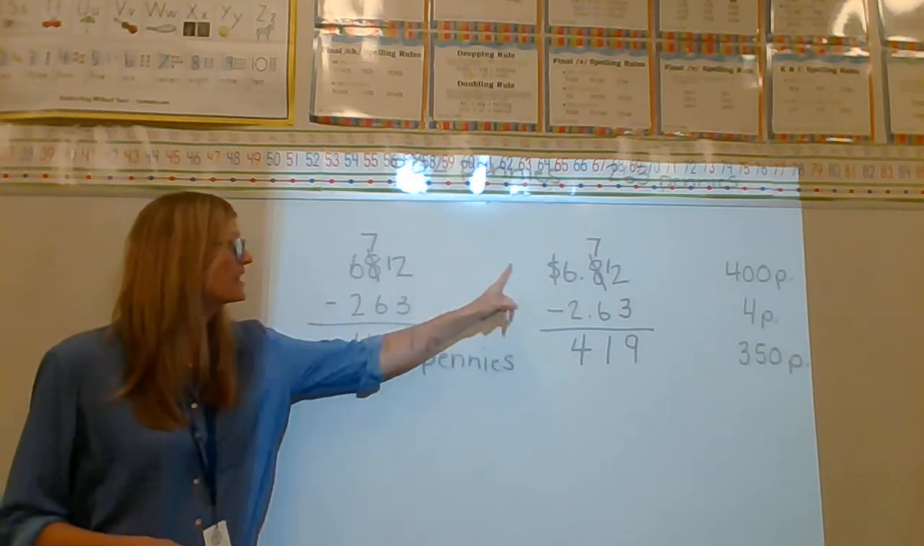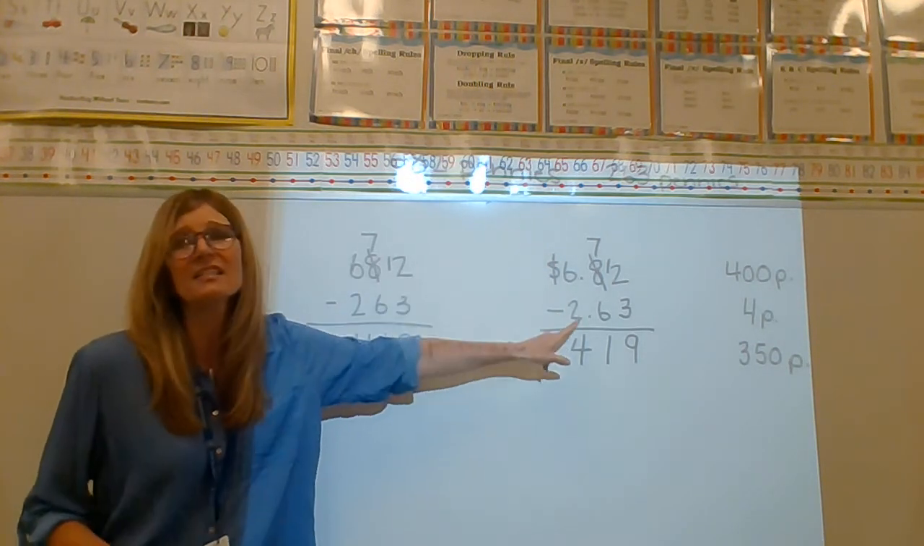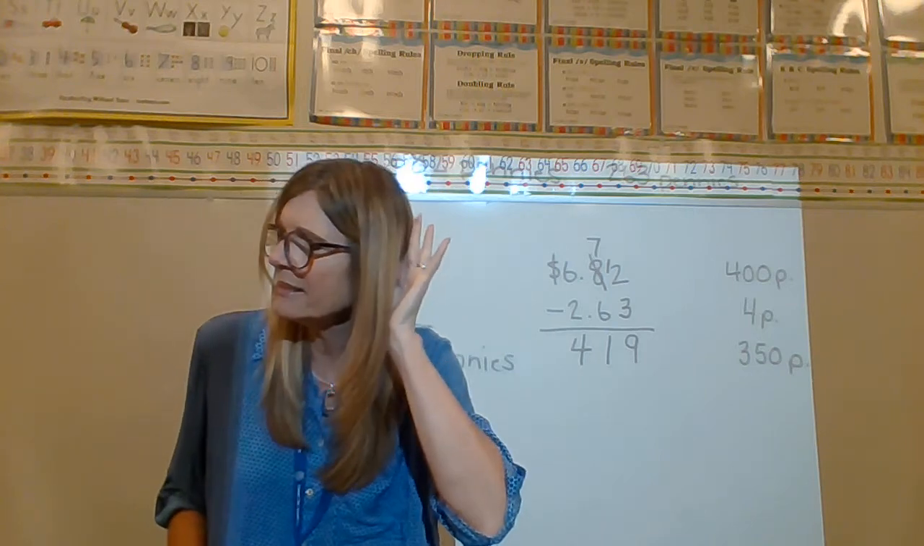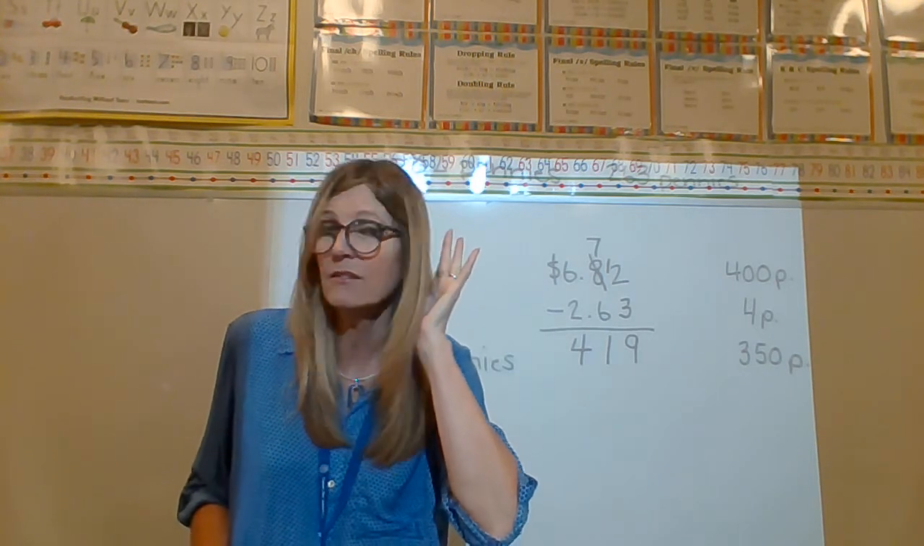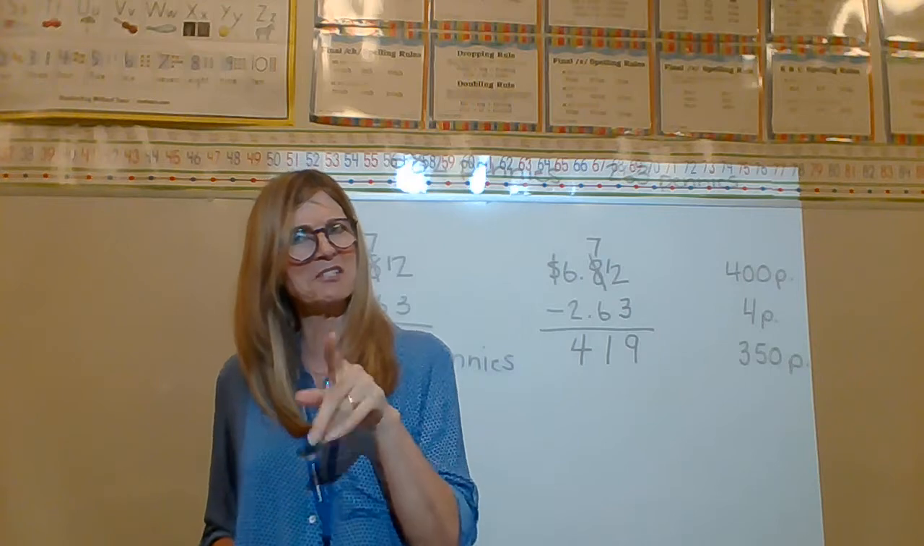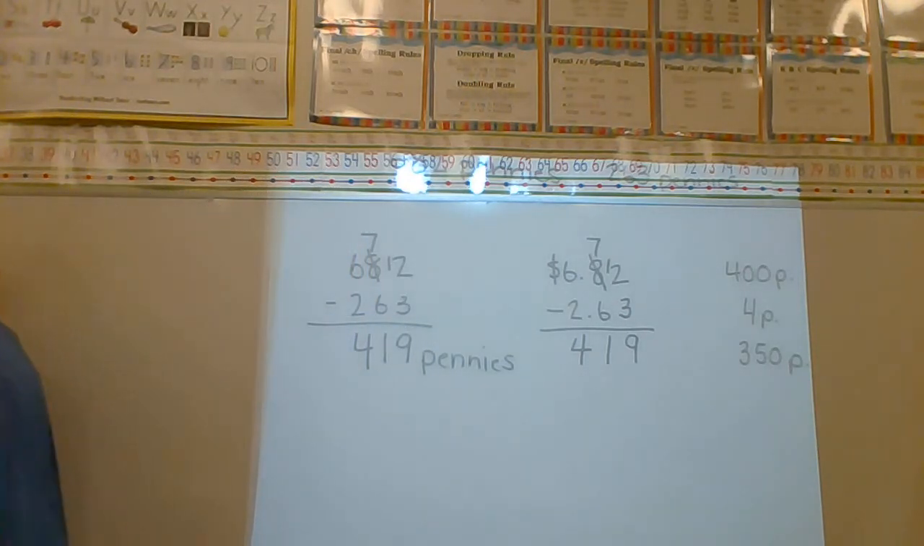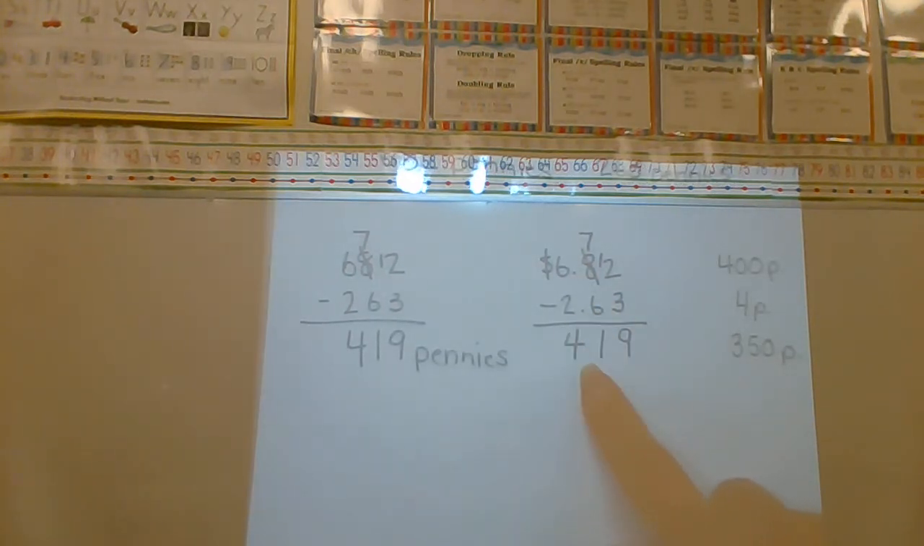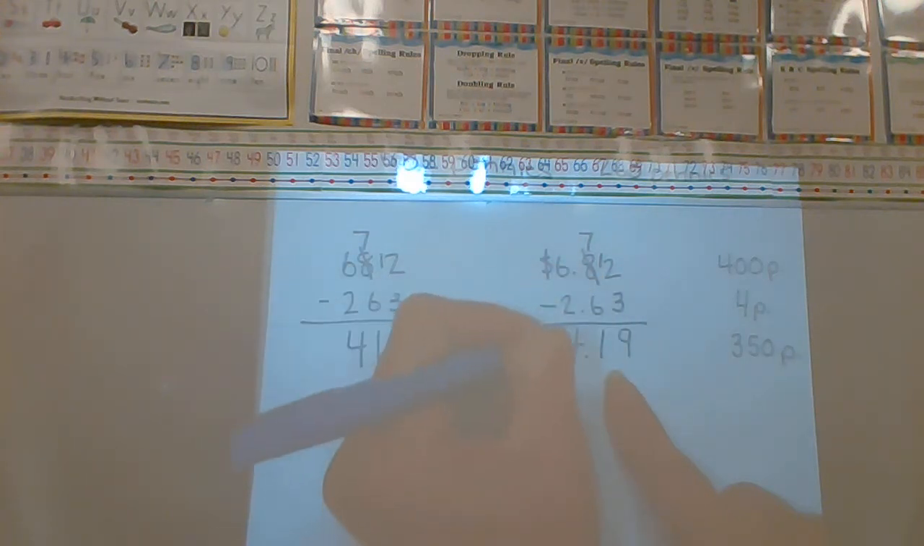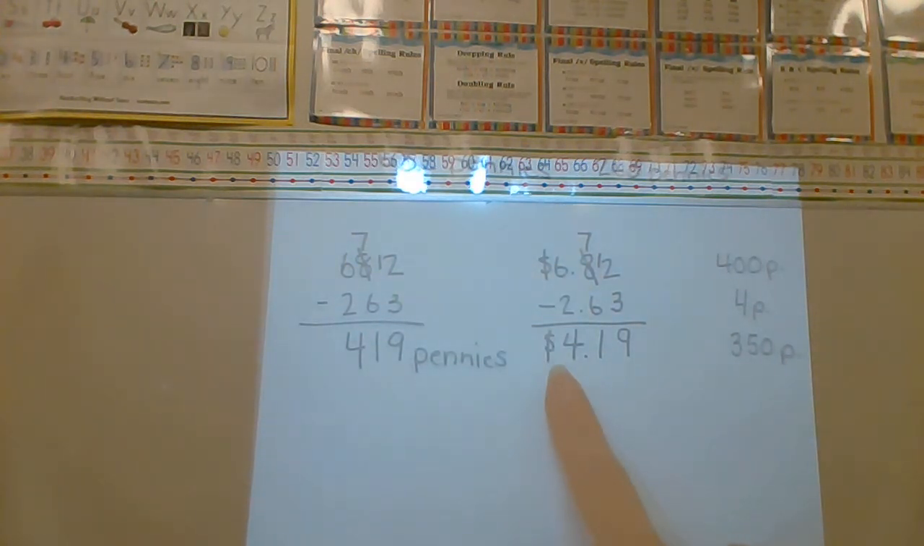If there's a dollar sign and a decimal in your problem, there's a dollar sign and a decimal in your answer. We got it, Mrs. Wilson. Oh, you sound good. You've been practicing? Nice job. Okay, that's right. If you've got a dollar sign and a decimal in your problem, you've got a dollar sign and a decimal in your answer. So bring it straight down: $4.19, or 419 pennies. And those are, of course, the same, just two different ways to write it, okay?